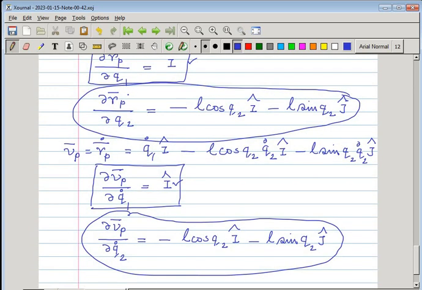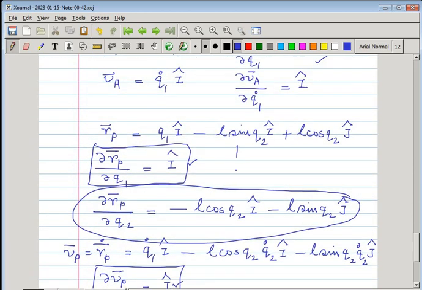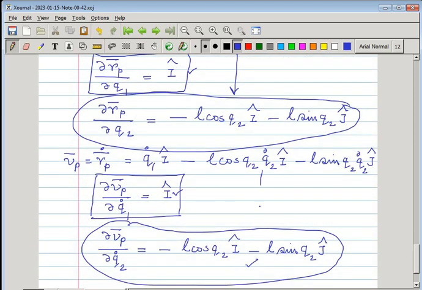Similarly, if you calculate del RP del Q2, and you calculate VP, and then you calculate del VP del Q2 dot, from here it is this, and from here it is this. So this and this are same. This has to be because the general relation we have shown to be true. So this is just a verification.